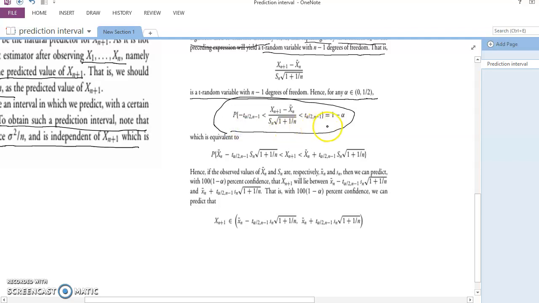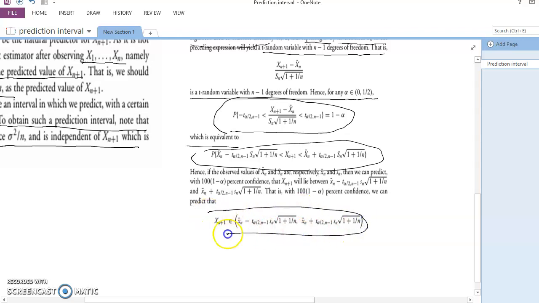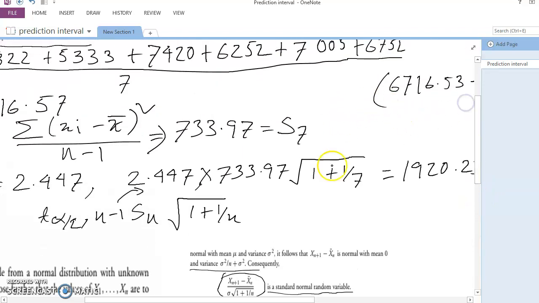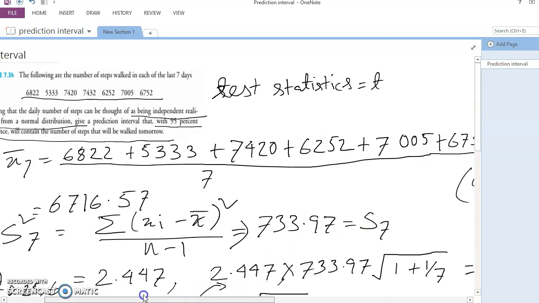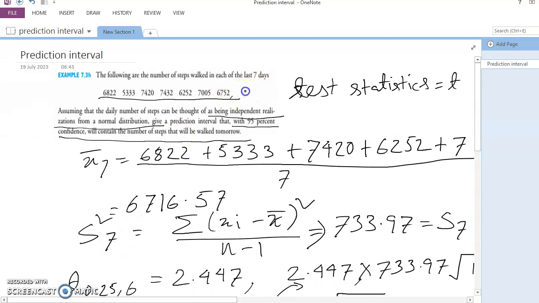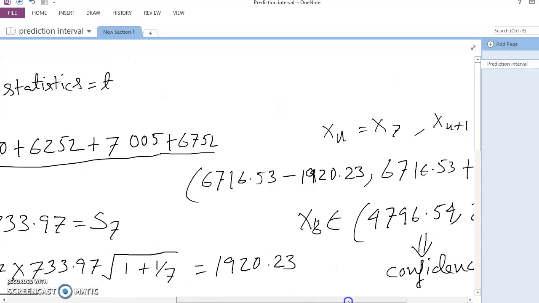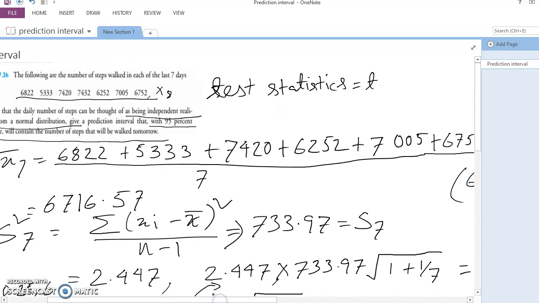Sigma square estimated by Sn square has n minus 1 degrees of freedom. Replacing sigma by its estimate Sn gives a t random variable with n minus 1 degrees of freedom. So with probability 1 minus alpha, Xn plus 1 belongs to x bar n plus or minus t alpha by 2 times the standard error. Friends, this is the same type of problem; I applied this theory in this question to find X8. I hope it is clear for everyone. Thanks for watching.